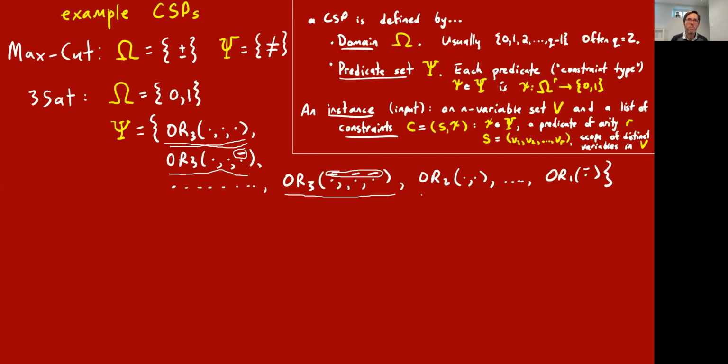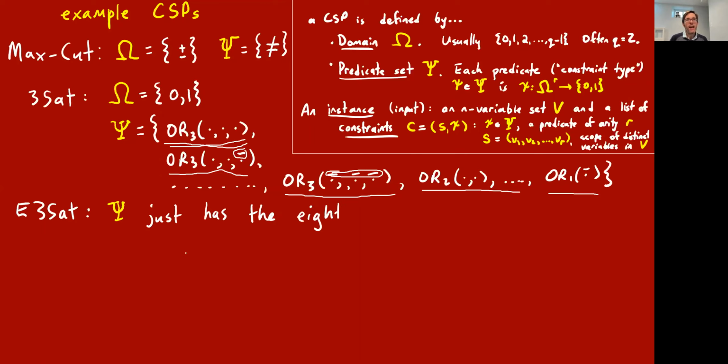And then, because in 3-SAT you usually allow clauses of size 2 and 1, there are all the 4 OR type functions of arity 2, and there are the 2 OR type functions of arity 1. So 3-SAT, when you write it as a CSP in this way, the predicate set, capital psi, has 14 predicates in it. On the other hand, if you care about E3-SAT, that again just refers to all the clauses having length exactly 3, and then psi would just have the 8 arity 3 ORs.